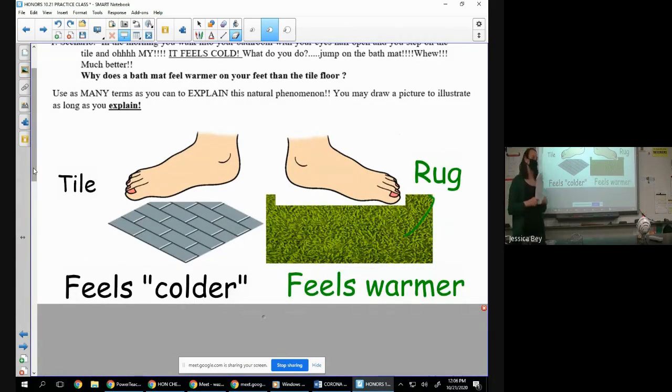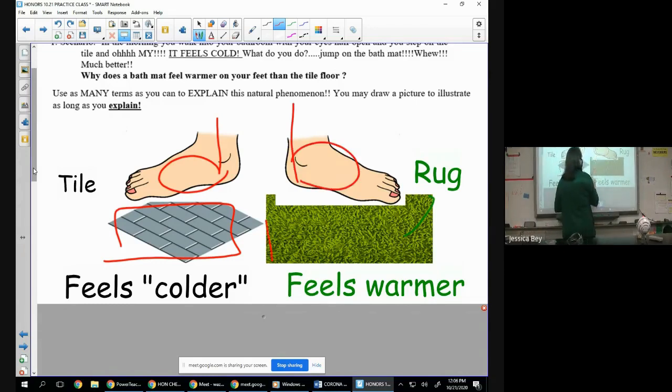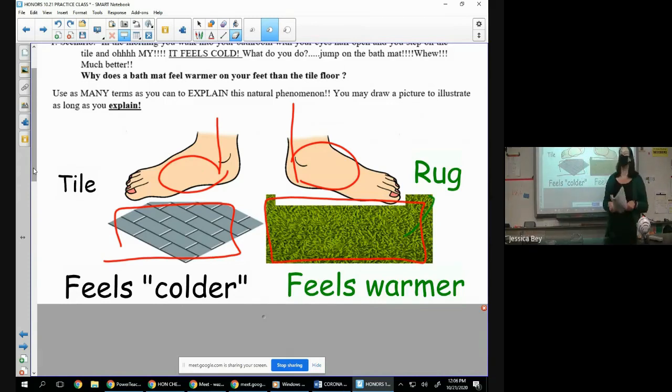What I want you to do is draw me a little energy diagram. So I know I clearly drew these so well. This is one foot, and then this is tile. This is another foot, and this is a rug. I want you to show me the direction of energy heat transfer, and write an answer telling me why the tile feels colder than the rug, and which direction energy is going. Are these at different temperatures? Your temperature, you're going to give me that.